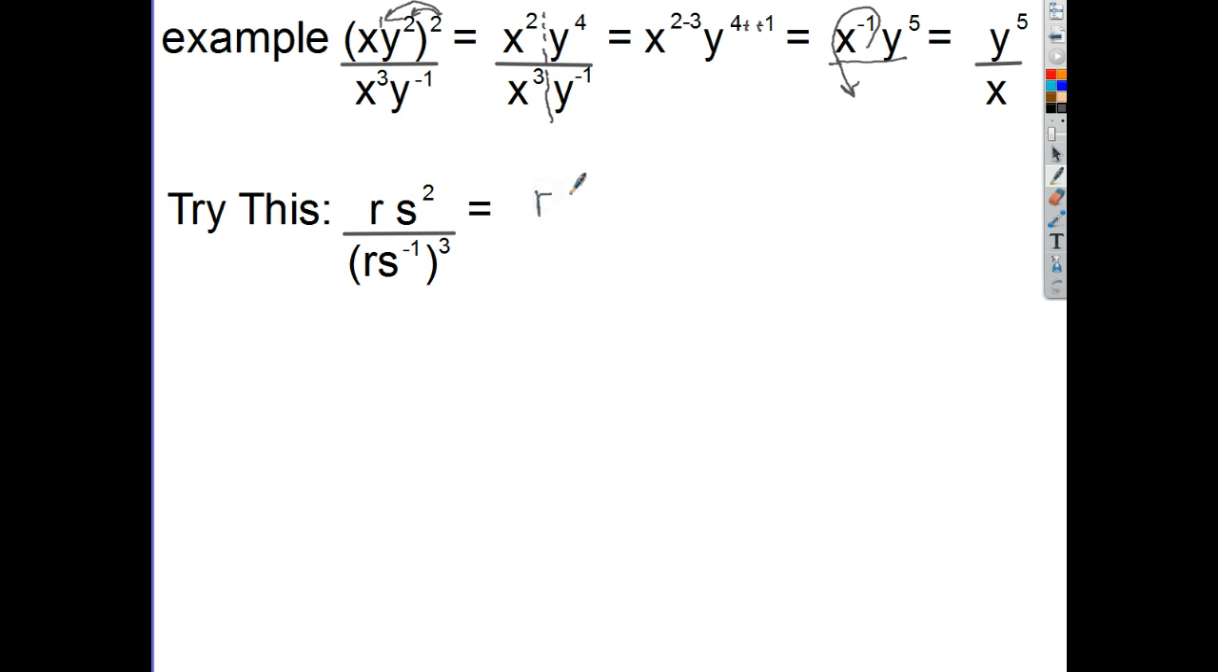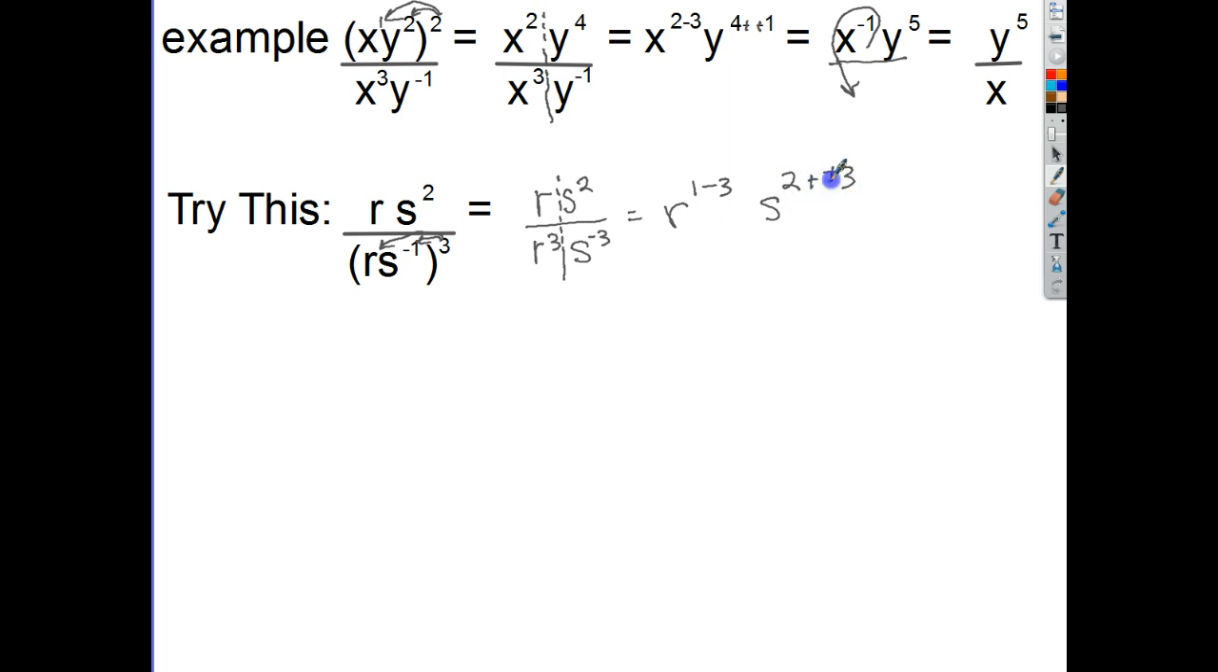All right, so we get rs squared. Nothing's happened in the numerator just yet, and in the denominator we'll distribute the 3 and multiply it by the exponent, so we have r cubed s to the negative 3. We'll then look at it in 2 parts. We're dividing like bases with the r to the top exponent 1 minus the bottom exponent 3, s to the top exponent 2 minus the bottom exponent negative 3.